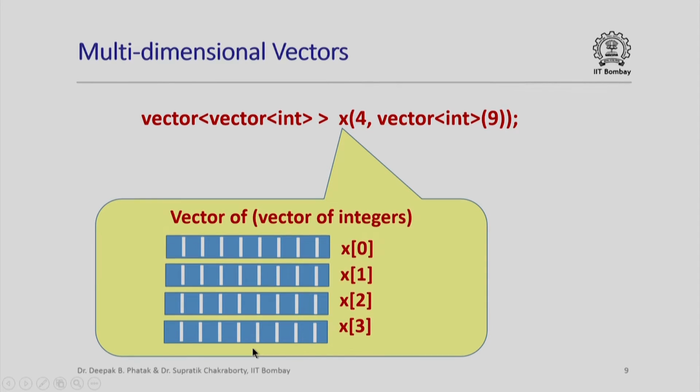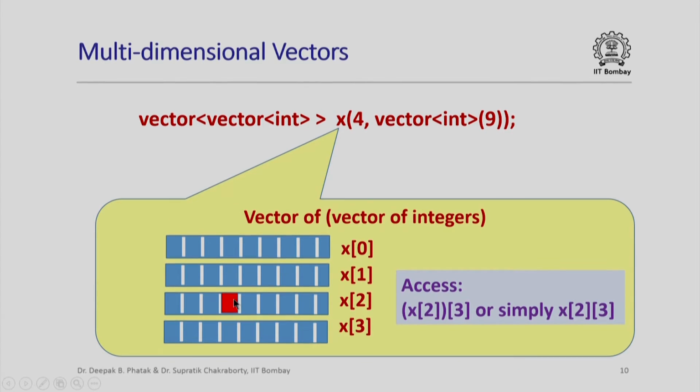These 4 horizontal rectangles basically denote the 4 elements of the vector x. So x is indeed a vector of size 4. However, each of these elements is in turn a vector of integers of size 9. So each of these little blue boxes here corresponds to an integer, and therefore each of the elements of the vector x is a vector of integers of size 9. So you can clearly see here that by defining a vector of vectors, I am able to now talk about a 2-dimensional matrix. How do I access the elements of this 2-dimensional matrix or vector of vectors?